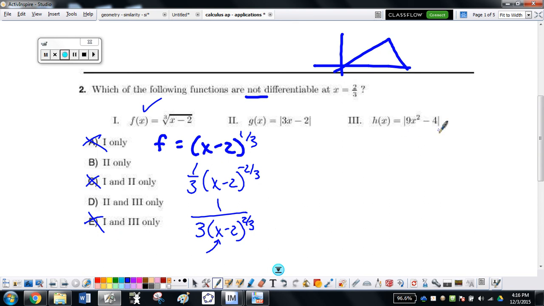Now, this absolute value thing might throw you off. A skill you should have learned in pre-cal or maybe algebra 2 even is how to rewrite an absolute value into piecewise form. Okay? Because an absolute value is always a piecewise function in disguise. So 9x squared minus 4.